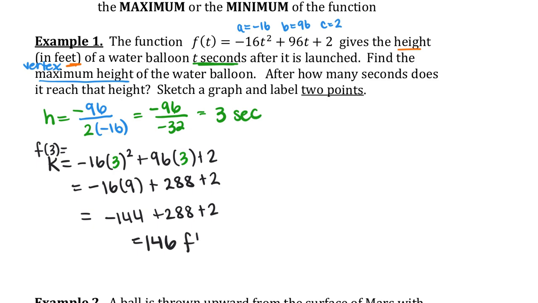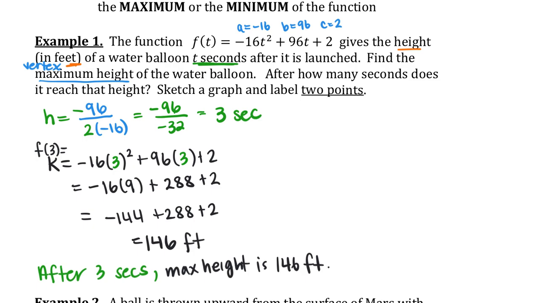So let me make sure I answered the question. After how many seconds? After 3 seconds. And then what else does it want? The maximum height. The max height is 146 feet. If you label the units, it helps keep track of which one's which. Okay, so 3 seconds, 146 feet. Now, sketch a graph and label 2 points.